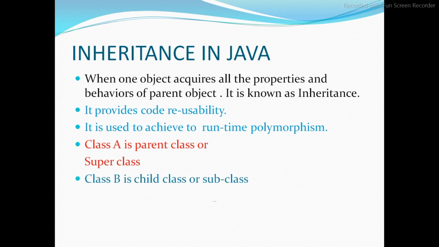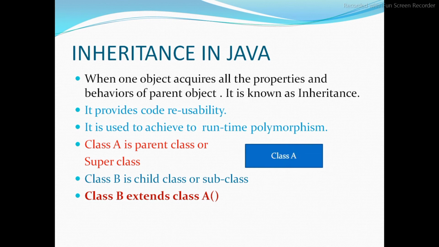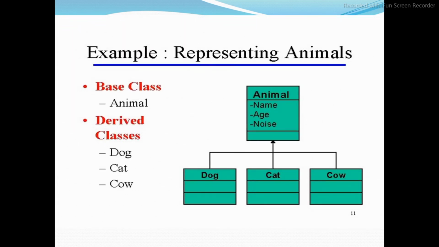Class B extends class A. Whenever we create a class A and a class B, where class B extends class A, whatever properties and behavior class A has, it automatically acquires in class B. For example, representing animal. Base class is animal and the derived class is dog or cat or cow. Base class is nothing but superclass and derived class is nothing but subclass. Animal has name, age.